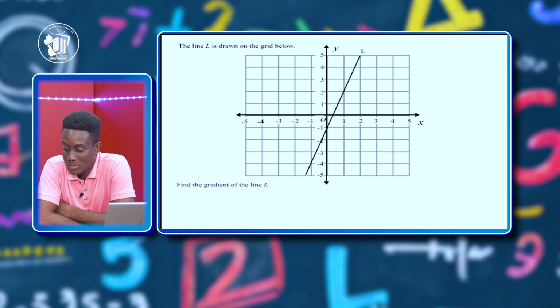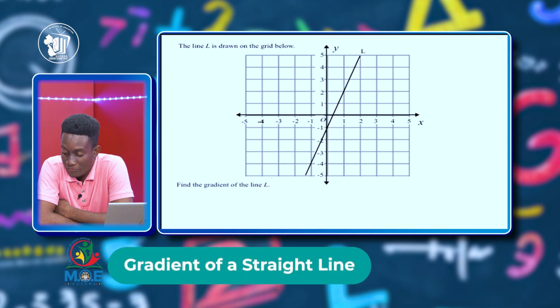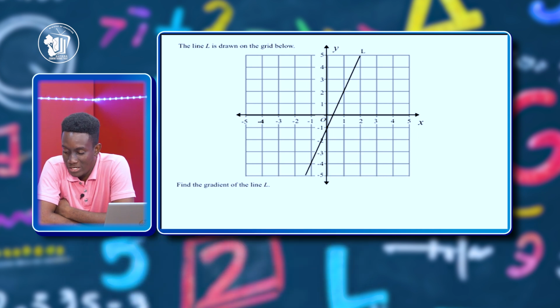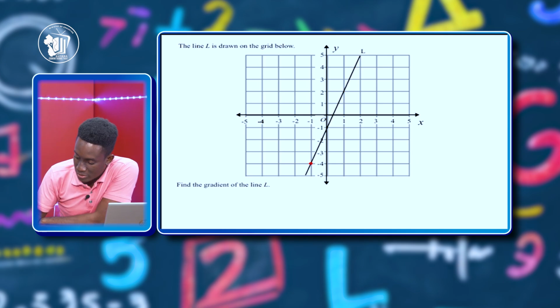So let's look at another one. This one says, find the gradient of the line L. So in this case, we are actually given a line segment L, and we are asked to find the gradient of this line. So we saw earlier when we were finding the gradient, we had 2 points and we used those 2 points to find the gradient. So similarly, with this line, all we need to do is identify 2 points on the line, any 2 points, and use those 2 points to find the gradient. So we can use this point here, and this point here, some nice points.